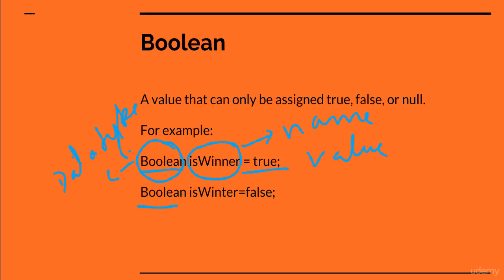Similarly, this one, Boolean isWinter equals false. Here, this is the data type. What is the name of the variable? This is the name of the variable. What is this? This is the value for the variable. So anytime you declare a variable, you have to specify the name, the type, and you might specify the value as well. So a value that can only be assigned true, false, or null is called a Boolean.